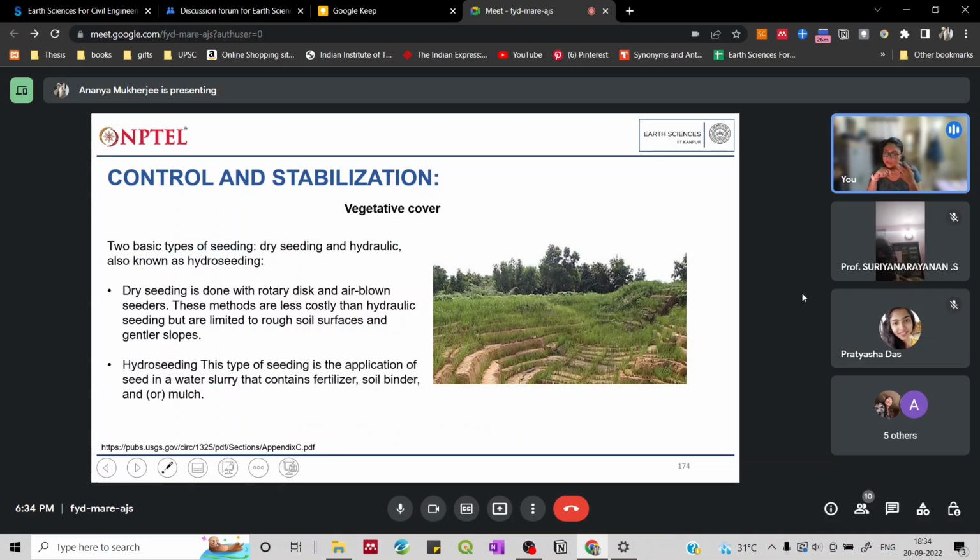Now the next one is much more sustainable, that is vegetative cover. As you can see, grass is being grown, and first you make these step-like features and you put grass over here. This grass will hold on to the material around this area, and then it will prevent further sliding of the material over here.